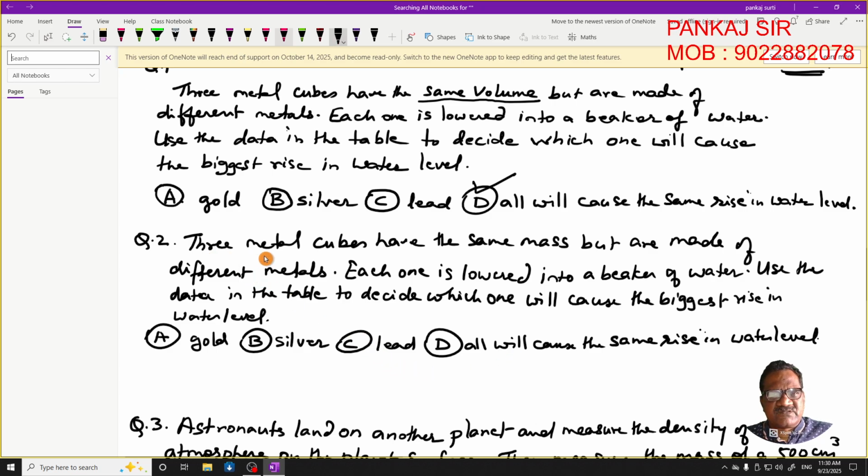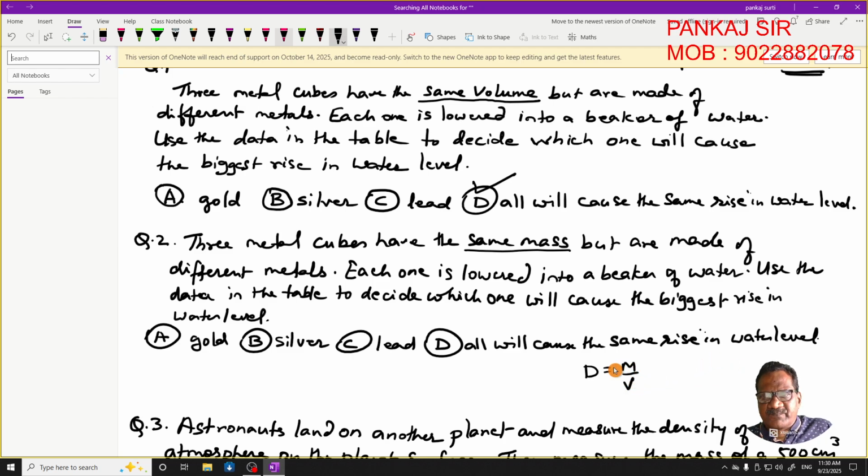Again, he is telling you 3 metal cubes have the same mass. This time he is telling you that the mass is same, but are made up of different metals. Each one is lowered into the beaker of water. Use the data in the table to decide which one will cause the biggest rise in the water level. Now again the question is same, but now he is saying that the mass is the same for all the 3 cubes. So now again using the same logic, density is equal to mass upon volume.